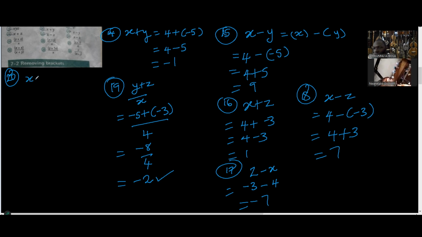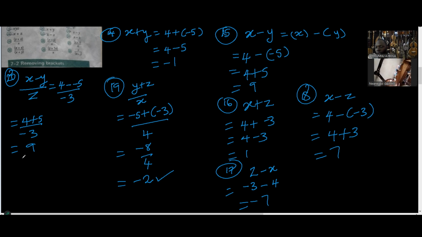20 says x minus y over z. And that's going to be 4 minus negative 5 over negative 3. This is 4 plus 5 over negative 3, which is 9 over negative 3. And the answer is negative 3. Do you understand that? Yes, sir. Okay, from number 21 to 24, let's go to the next page.